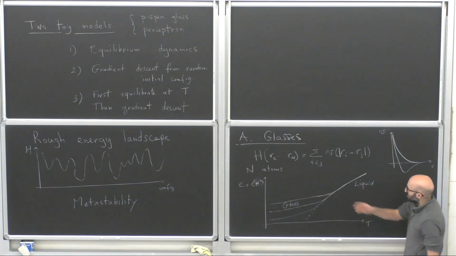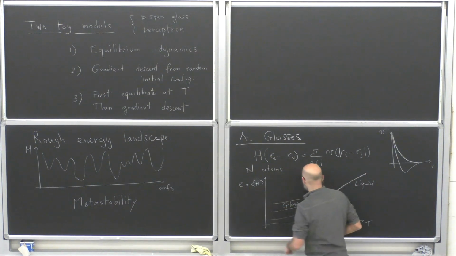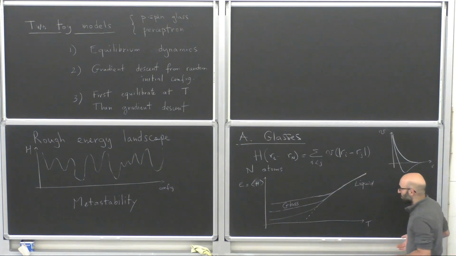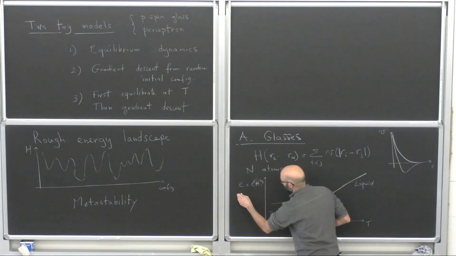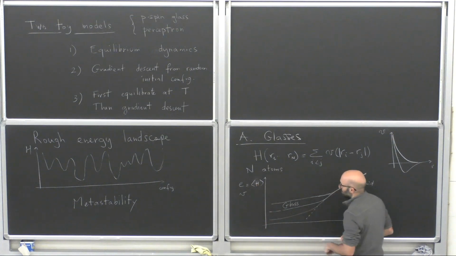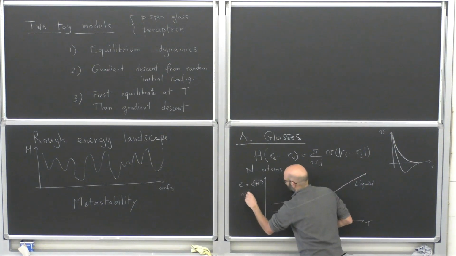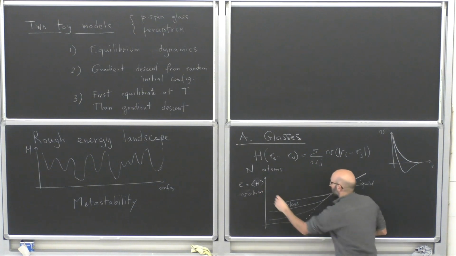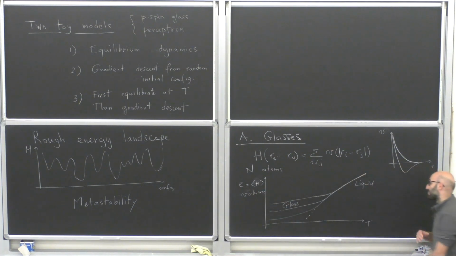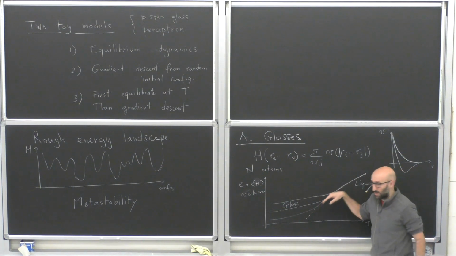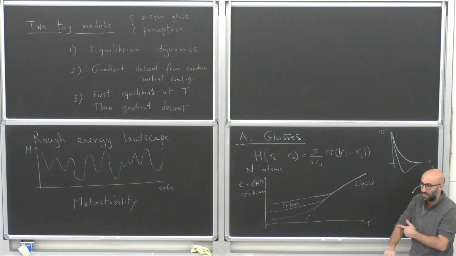And this is the plot for energy, but for example, if you work at constant pressure, you can measure the specific volume. Well, let's call it volume. So if you go slow, your glass is denser. Yes?